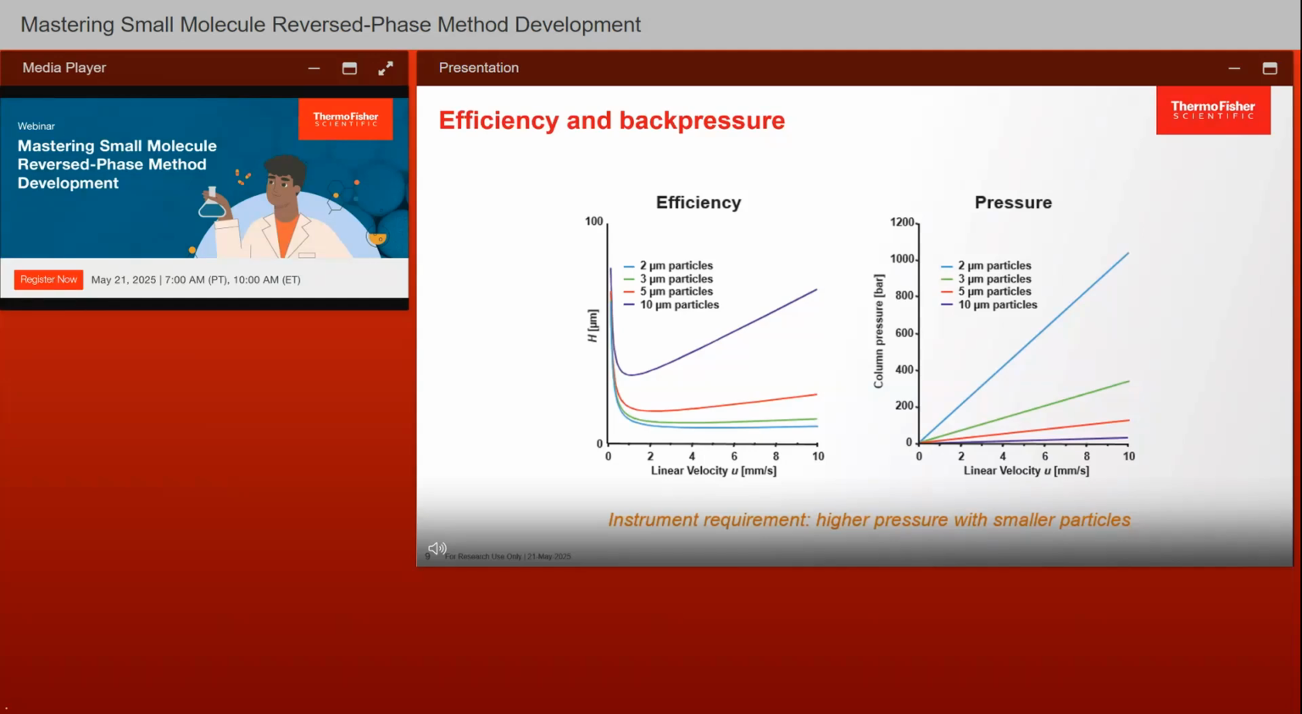One thing to notice is the pressure, which is inversely proportional to particle size. As the particle size decreases, the pressure increases. So it's important to have the right system for the column you're using to fully leverage the column performance and also improve sample throughput as well.